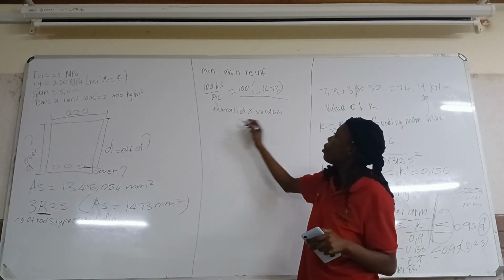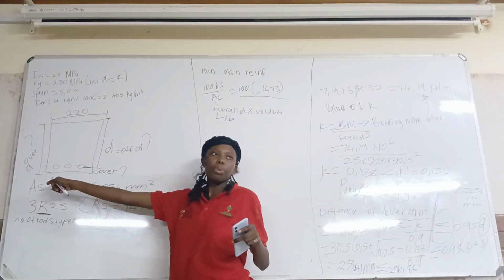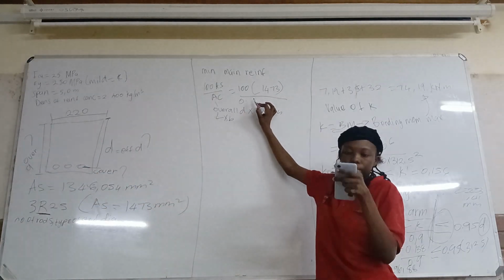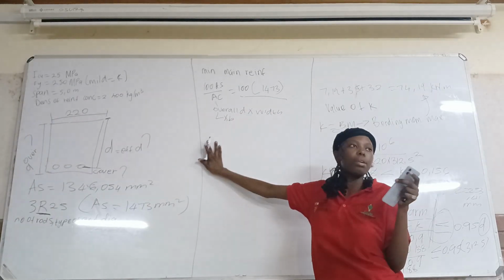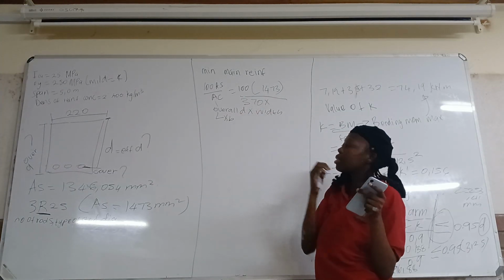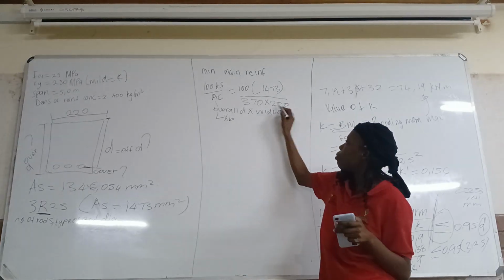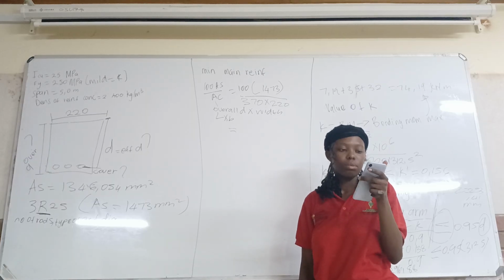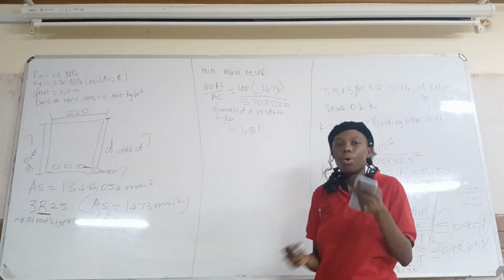So AC again, overall depth. AC is length times the breadth. So length again is the overall depth. What is the breadth? So AC in millimeters. What is the length? 370. And then what is the breadth or width? 220. What do we get? 1.81.